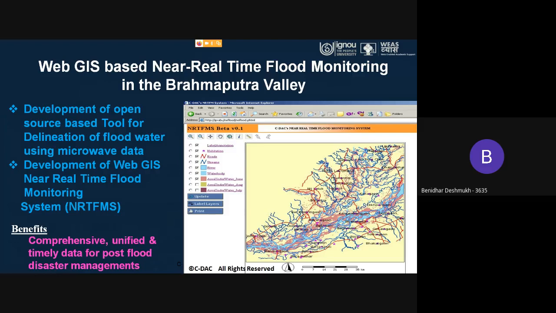Flood is another common occurrence in India, particularly in Bihar and many parts of the northeast, like the Brahmaputra River, Assam in particular. So this software system was prepared by CDAC, and this talks about the development of an open source based tool for delineation of flood water using microwave data. And the second thing was to put everything into an information system that we call RS-GIS, a near real-time flood monitoring system, so that they use it now.